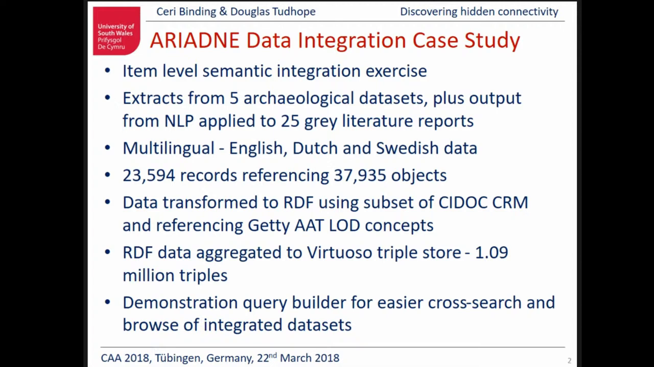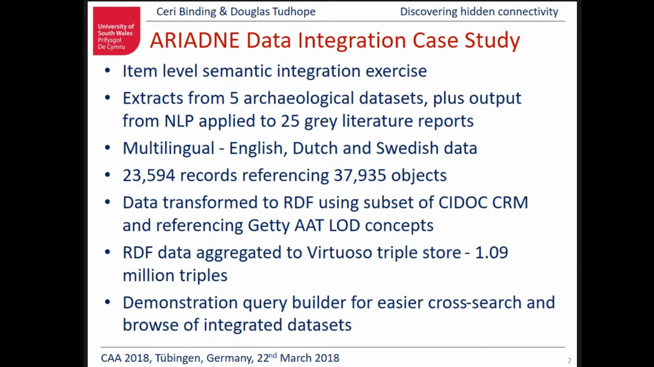I'm going to talk a little bit about an archaeological case study we did towards the end of the Ariadne project. It involved item-level semantic integration, taking extracts from five separate archaeological data sets, plus some output from natural language processing that had been applied to 25 separate grey literature reports in a number of different languages. And we combined all that data, 23,000 records referencing 38,000 objects.